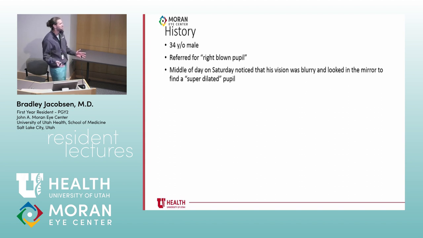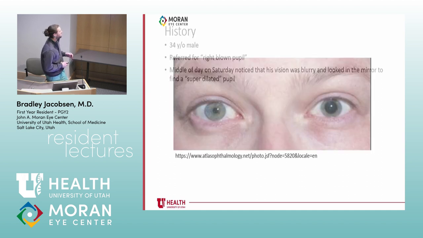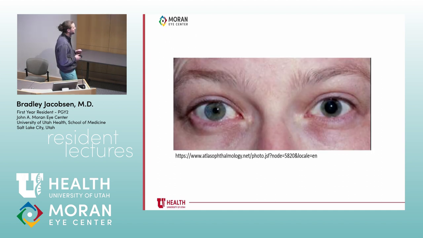So this is in the neuro-ophthalmology clinic, but apparently in the middle of the day on Saturday, his vision was a little blurry. He looked in the mirror and he had this very dilated right pupil. And so here's a picture of not him, but what I imagine it would look like, except on the right side. So you can see the left pupil is significantly larger than the right pupil.